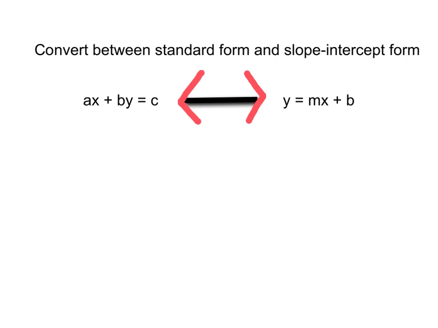In this video, I want to remind you how to convert between standard form of a function and slope-intercept form of a function. Both functions represent a linear function. Standard form has a times x plus b times y equal to a constant, whereas slope-intercept form has y by itself equal to m times x plus b.